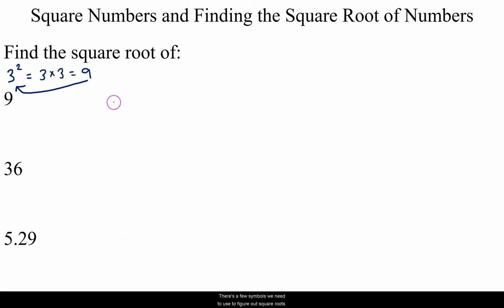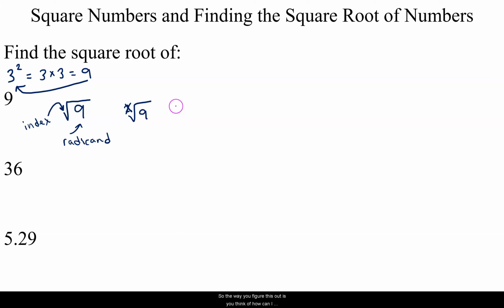There's a few symbols we need to use to figure out square roots. So we have the symbol called the radical sign. It looks like this, and it has a bar over it. And now we call this the radicand. And then there's also a number called the index. And you don't actually see it, but it's right here. And that's telling us to take the square root. We generally don't show that if the number is 2, just because it's the most common, but you could put any number that you wanted here.